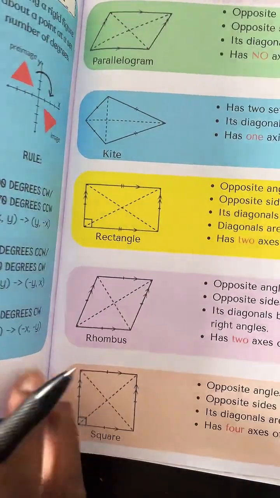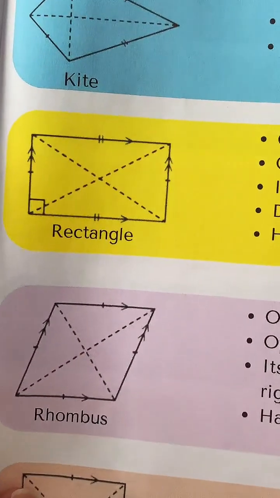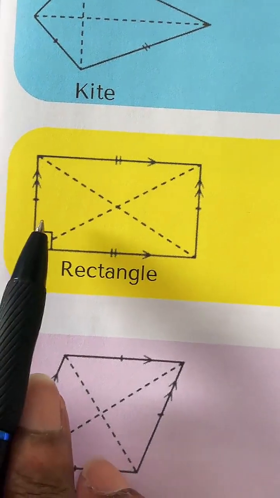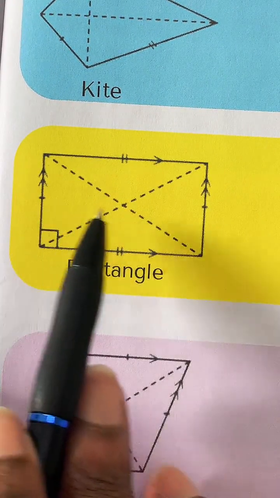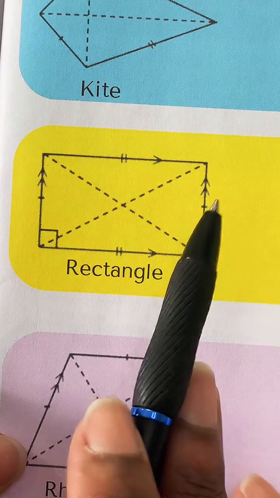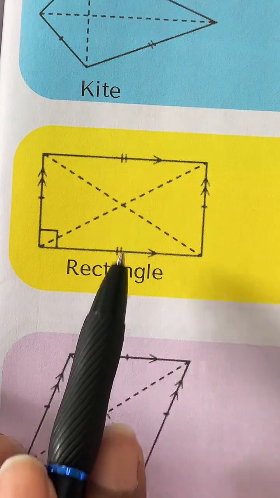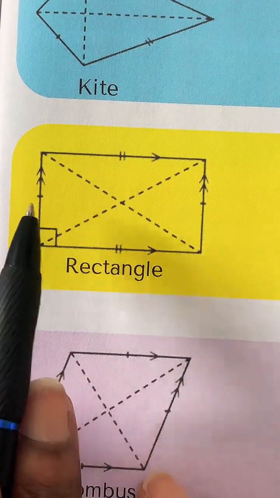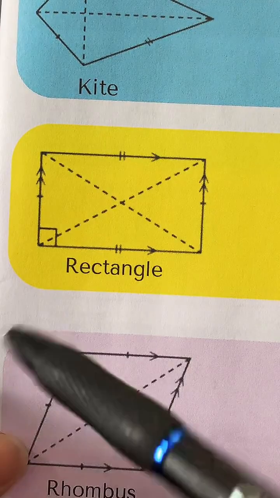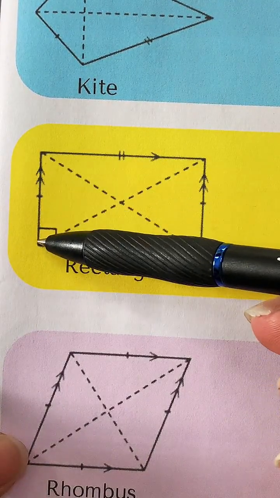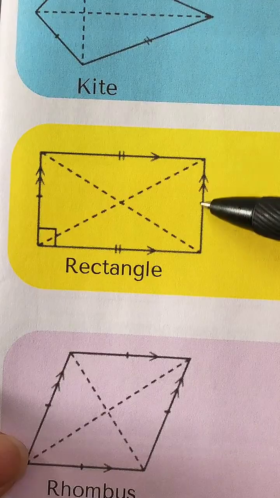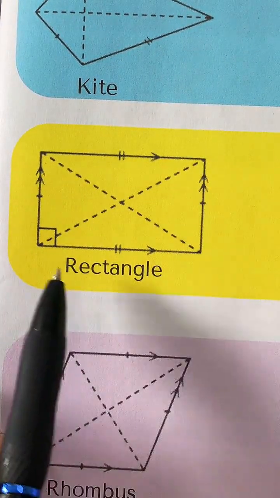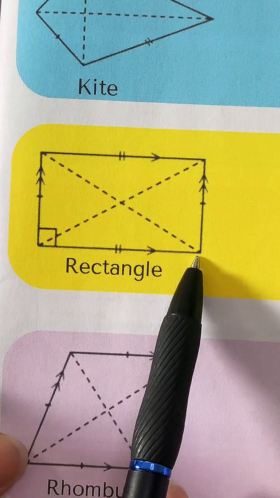If we zoom in to the picture, it's also giving you additional information. Notice these tick marks. That's one tick mark, one tick mark, two tick marks, two tick marks. The tick marks symbolize congruency. That means the length of this side is equal to the length over here, and the length of this side is equal to the length over here.